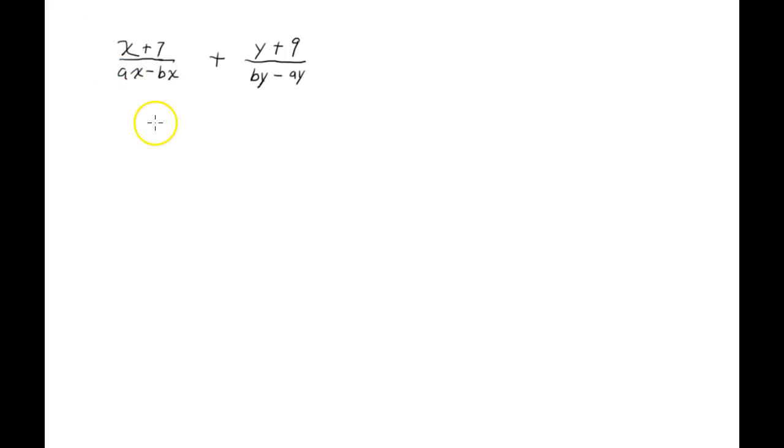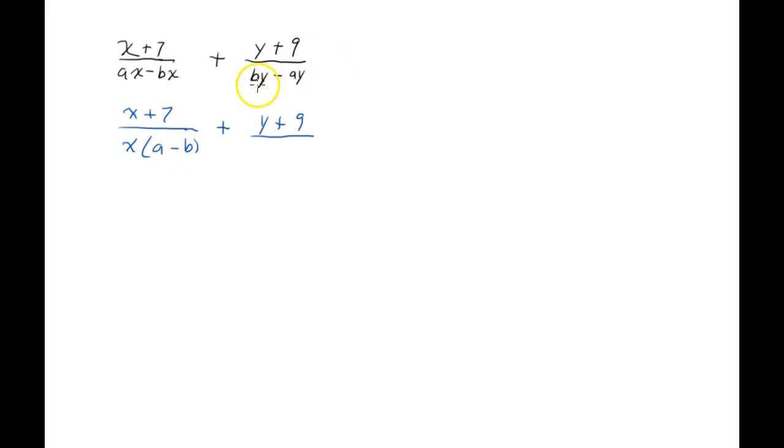So I'll start by just factoring this denominator. I've got x plus 7 in the numerator, and in the denominator I'll factor out an x, and so that's x times the quantity a minus b. And next rational expression, I have y plus 9 in the numerator. In the denominator, now I want to have this factor a minus b.